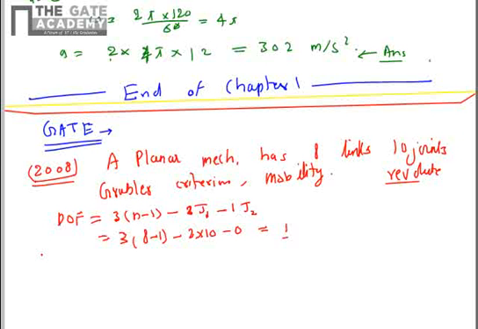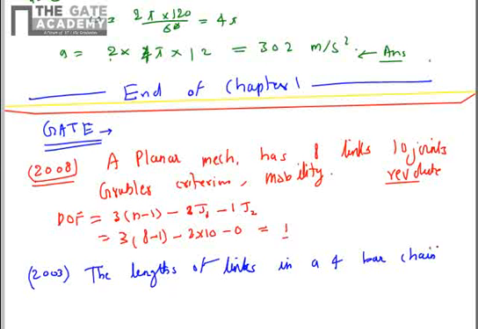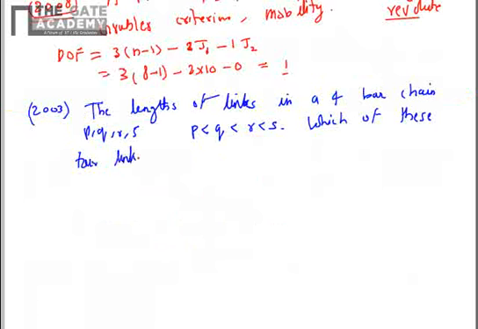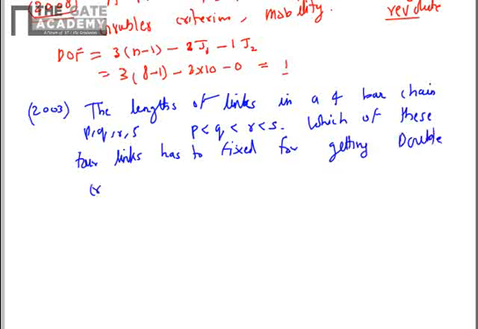Another question that was asked in GATE 2003 was that the length of links in a 4-bar mechanical chain are P, Q, R, S, and we know that P is less than Q, less than R, less than S. Then which of these 4 links has to be fixed for getting double crank mechanism?